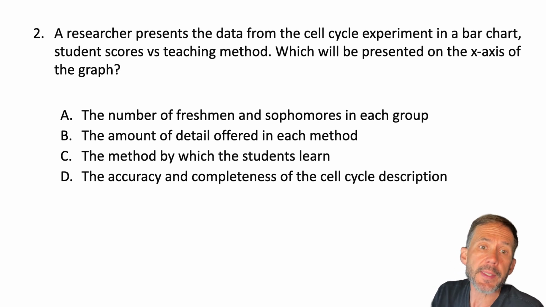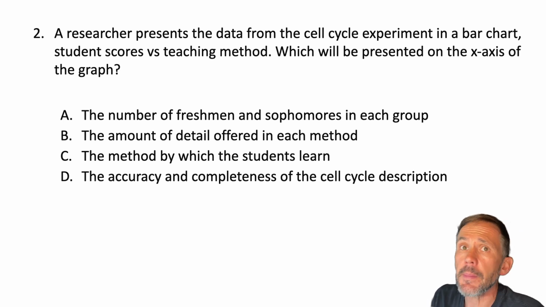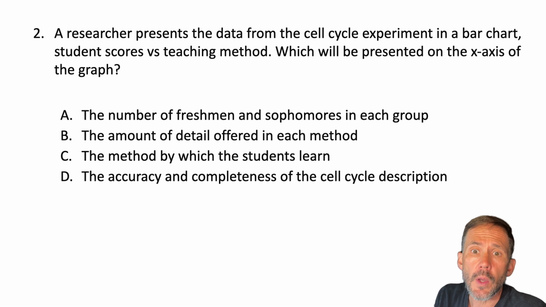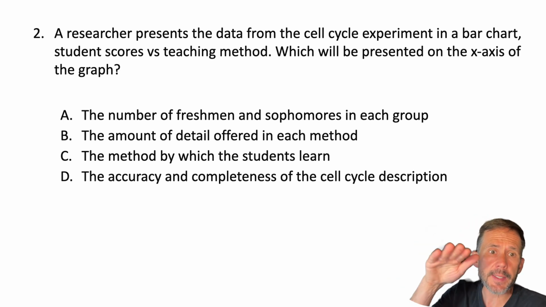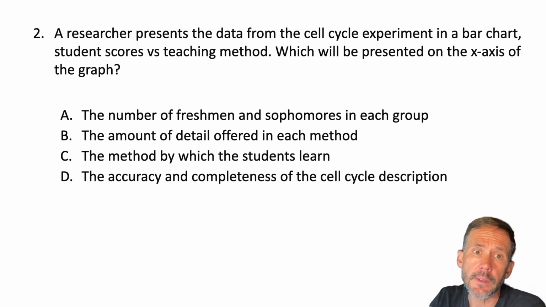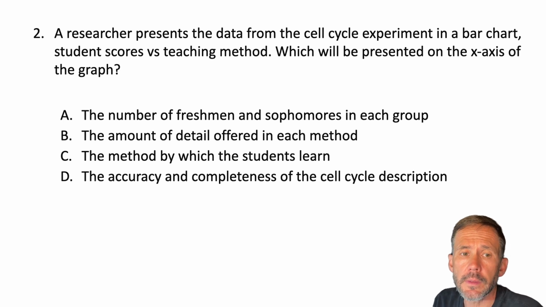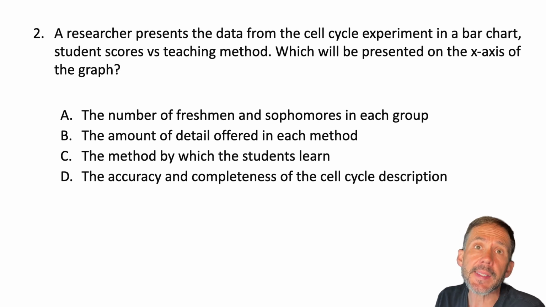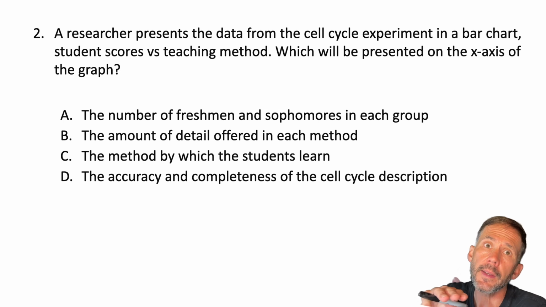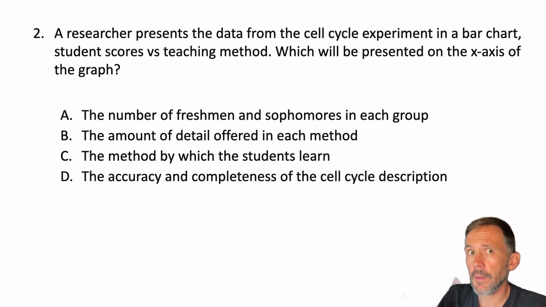A researcher presents the data from the cell cycle experiment in a bar chart. The student scores versus teaching method. Which will be presented on the x-axis of the graph? In this case, it's C, which is what we were just thinking about in the last question. On the x-axis is where you plot the independent variable, so that would be the method.